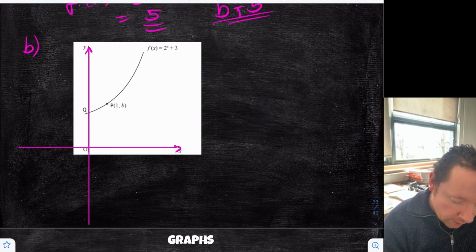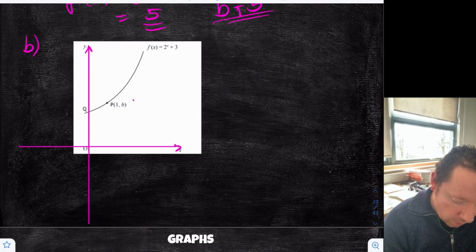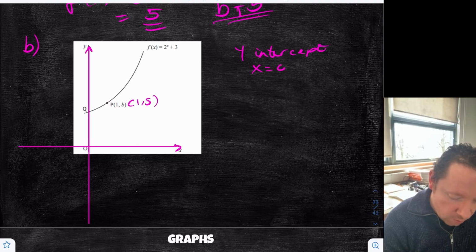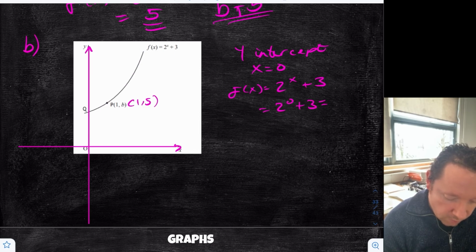So we already know that P is (1, b), which we've just worked out is (1, 5). And then let's work out our y-intercept for this graph. So that is when x equals 0. So f of x, which was 2 to the power of x plus 3, is 2 to the power of 0 plus 3. 1 plus 3 is 4. So we get (0, 4).